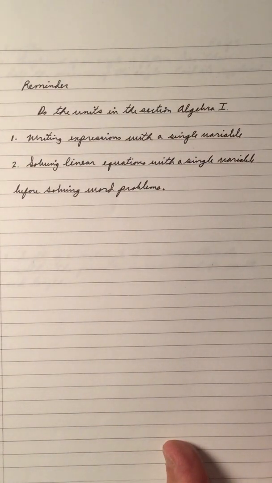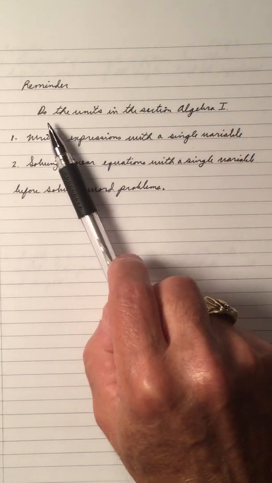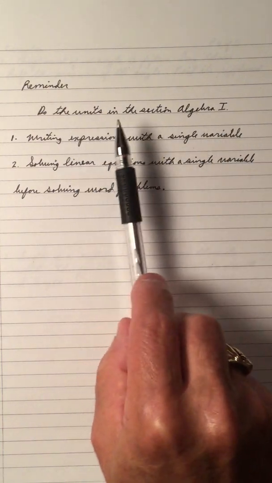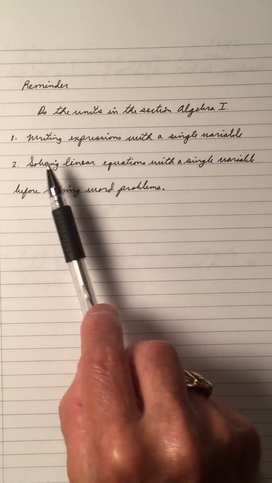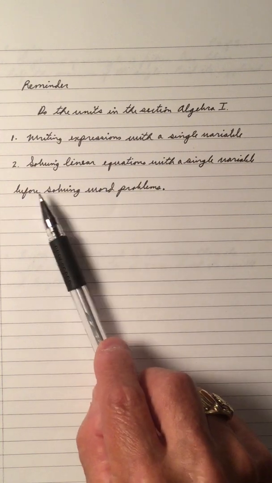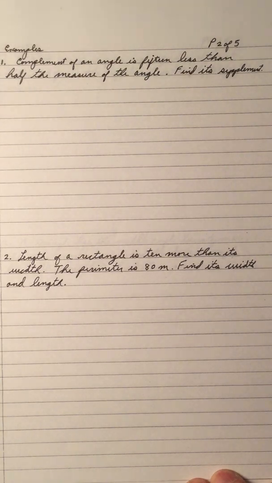This video is dealing with the properties of geometry, but before we do, let's do a reminder. Do the units in the section Algebra 1. Do these units first, writing expressions with a single variable and solving linear equations with a single variable, before solving word problems. Very important to do these two units first. That would help you get word problems correct.